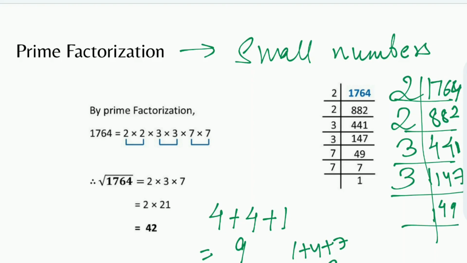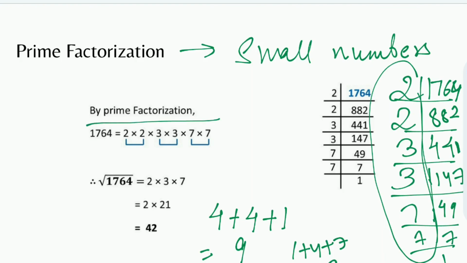So now by practice I know 49 is the square of 7, 7 into 7. So basically this becomes the prime factorization. Once you do the prime factorization, I will always suggest that you write it in the horizontal form, because it's easier for you to make the groups there. So then it becomes 2 into 2, 3 into 3, and 7 into 7.